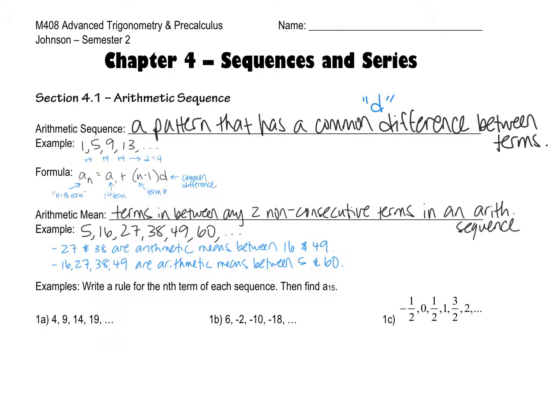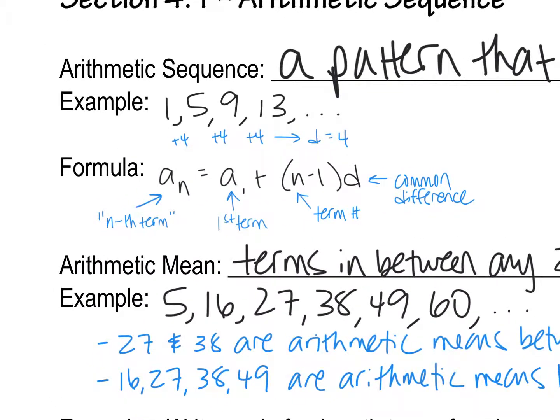I want to talk first about what an arithmetic sequence is. It's a pattern, a group of numbers separated by commas, that have a common difference. We refer to that as D, and that D goes in the formula. The first example is 1, 5, 9, 13. It continues like that, and all you have to do is figure out what you're adding or subtracting. The numbers could be going down each time. And in this case, the D is 4.